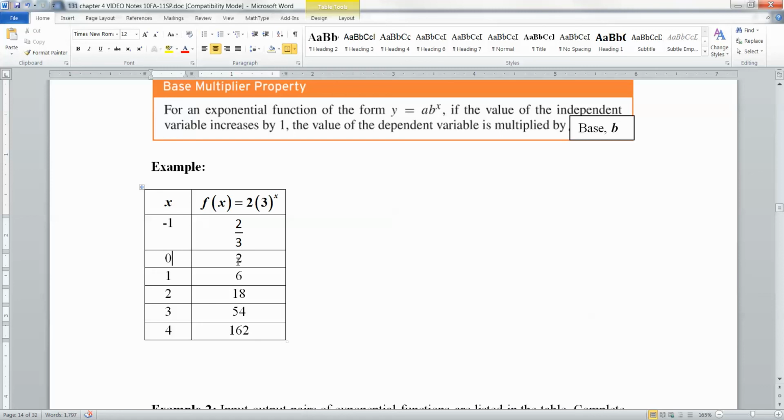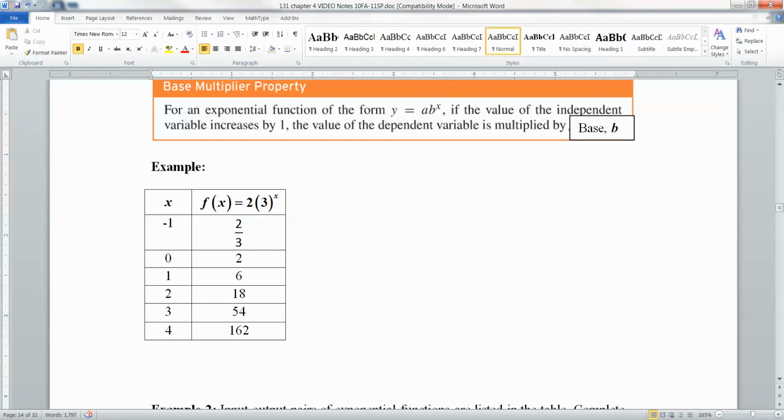So 0 goes to 2, right? When x is 0, y is whatever that number in front is. And then to move down 1, you multiply by 3. 2 times 3 makes 6. And then 6 times 3 makes 18. 18 times 3 makes 54, and so on. Okay? And how did I get the 2/3? Well, if you're going to go backwards, you divide, right? You're going to go forwards, you multiply.